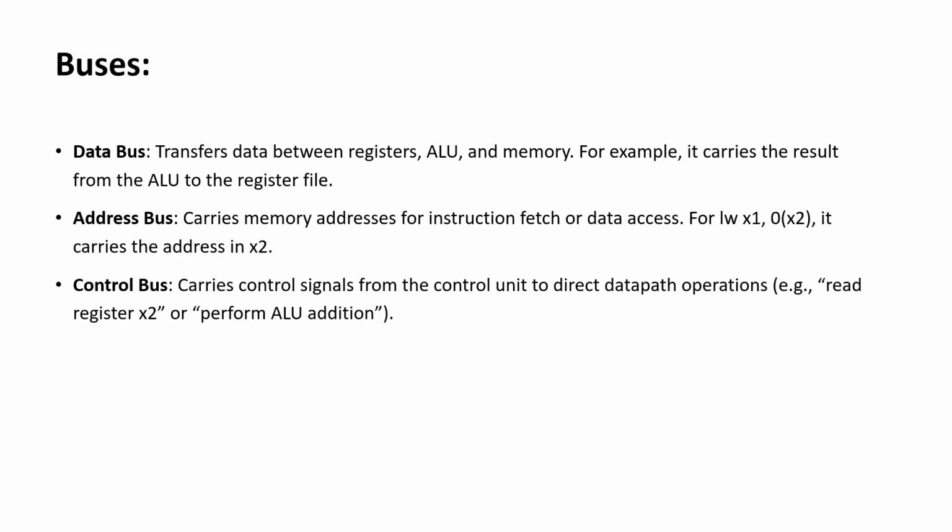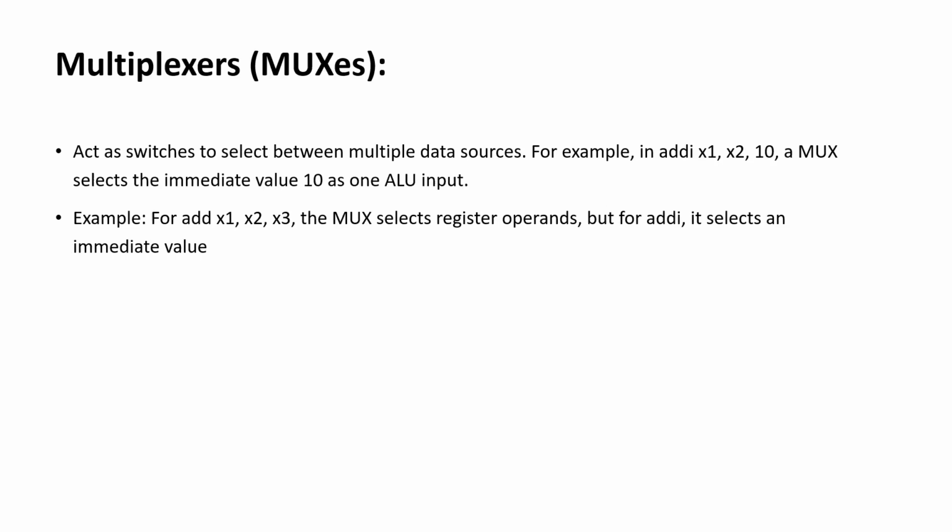So when we are going to talk about buses. Data bus transfers data between registers, ALU, and then memory. For example, it carries the results from the ALU to the register. Address bus carries memory addresses for instruction fetch or data access. Control bus carries control signals from the control unit to direct data path operations.